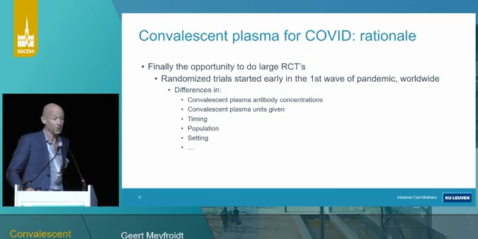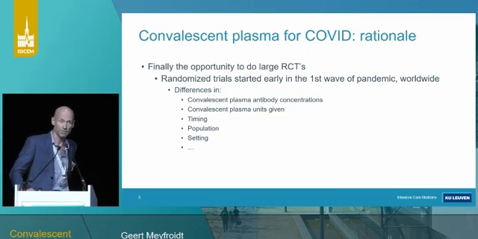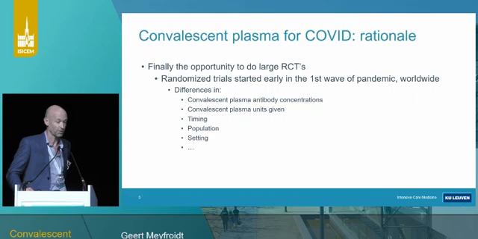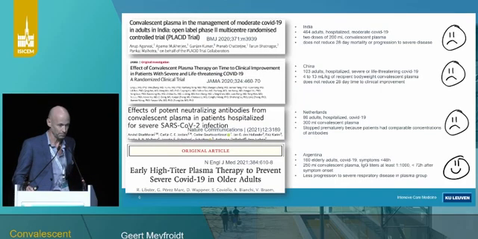So there was finally the opportunity here with the pandemic that never seemed to stop to do the large RCTs. And so there's a lot of randomized trials that started early in this first wave worldwide that had some difference. So the devil is always in the details, with antibody concentration that were different, with the number of units that were given, with timing, with population, with different settings, etc. And I will go over a couple of these trials. For instance, the early Placid trial in India, about 500 patients.